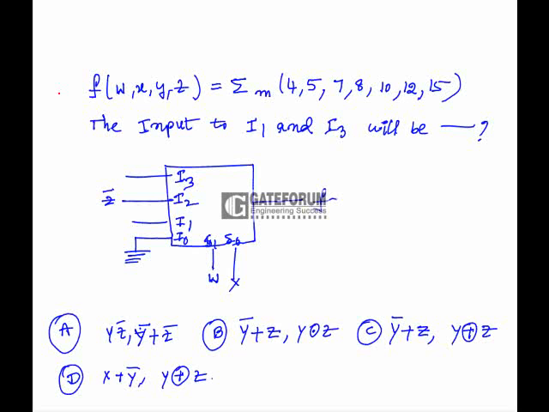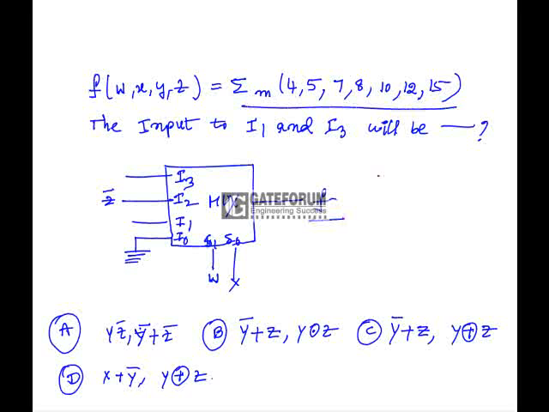F of WXYZ is equal to sigma m of 4, 5, 7, 8, 10, 12 and 15. The input to I1 and I3 will be found as follows. Here one multiplexer is given. That multiplexer contains 4 inputs with 2 selection lines, I3, I2, I1 and I0, and I2 and I0 are fixed, where I2 is equal to the complement of the external input Z, and I0 is the ground, that means it is always 0. So based on the selection lines, we have to get the output F.